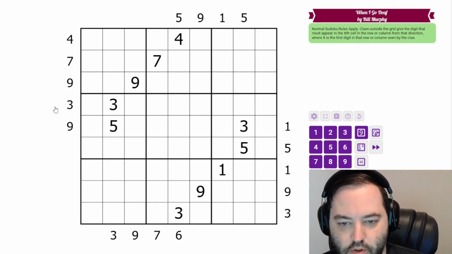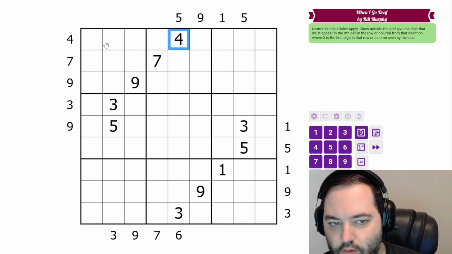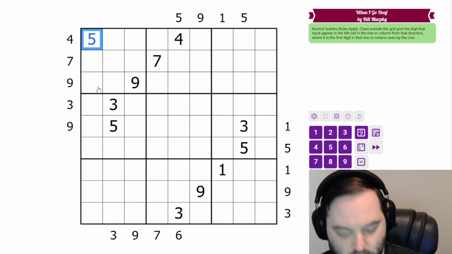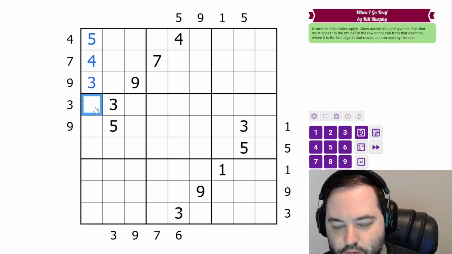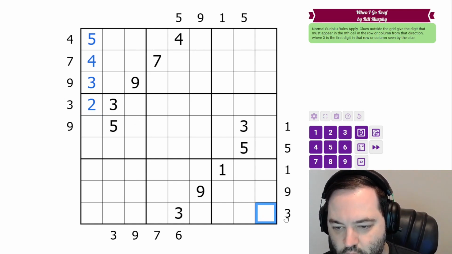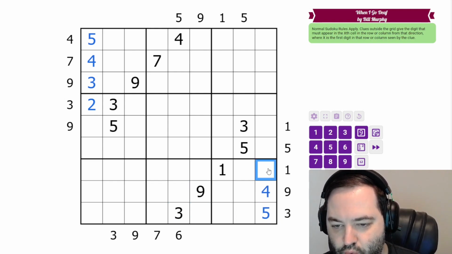And Bill has given us a lot of given digits that correspond to clues, so that's going to give us a good starting point. So this 4 is in the 5th cell in its row, the 7 is in the 4th cell, the 9 is in the 3rd cell, and the 3 is in the 2nd cell. Down here, this time we're going in this direction, but again the 3 is in the 5th cell, the 9 is in the 4th, the 1 is in the 3rd, the 5 is in the 2nd.